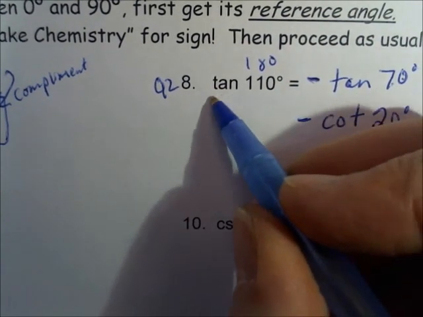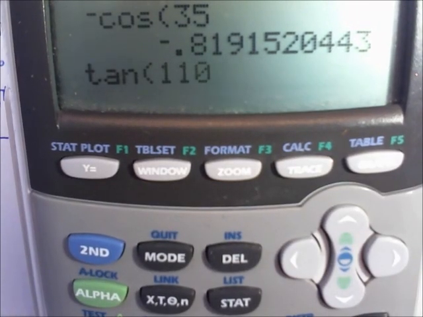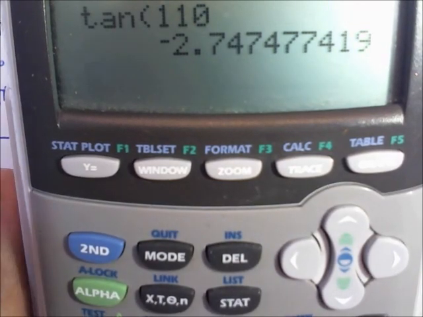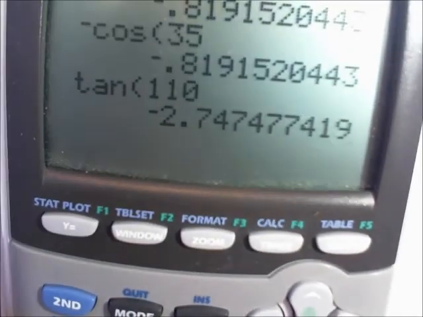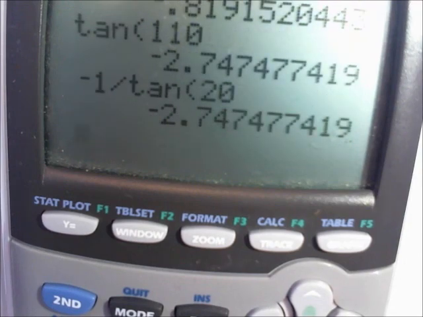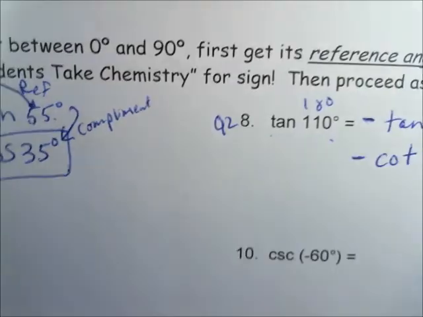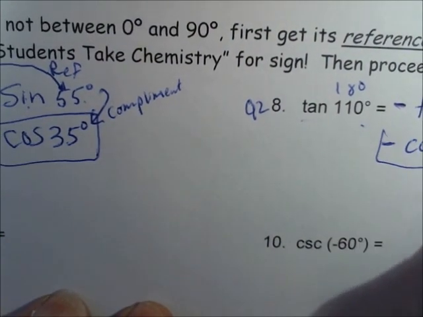So we're going to check to make sure that our original tangent of 110 is equal to the negative cotangent of 20, negative 1 over tangent of 20. And they're exactly the same. Here's your cotangent of 20, here's your tangent of 110. So there's your final answer here.